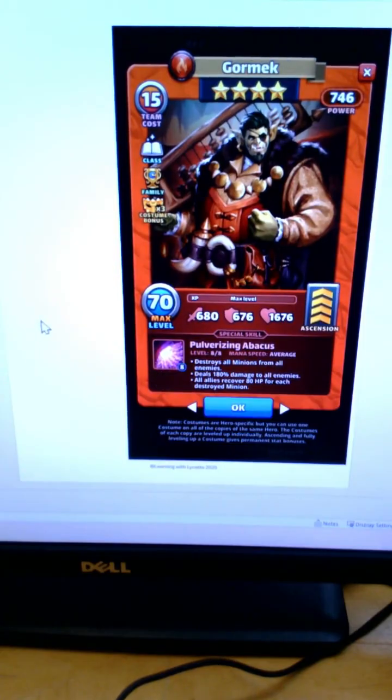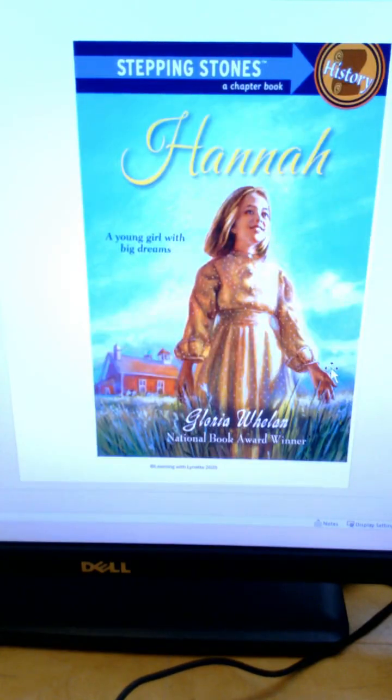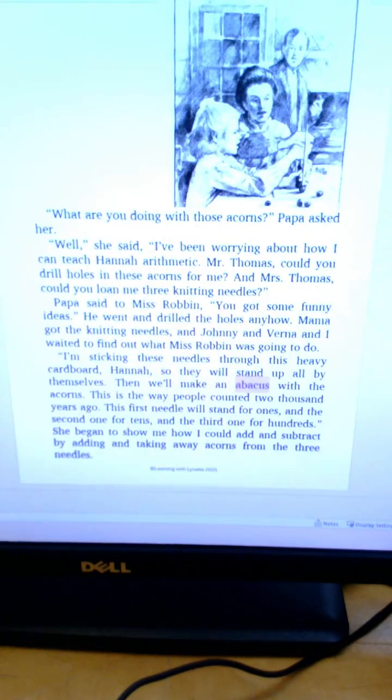So then the next one was a book. One of my friends was really interested in this one book to teach to his child, about a young girl who had big dreams. She's blind, and they homeschooled her. This is an older book, but it's one of those stepping stone books. In the book, they actually make an abacus out of acorns, using needles. It is a new old thing.